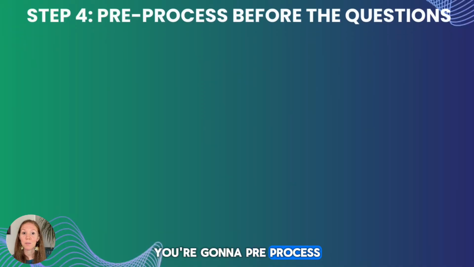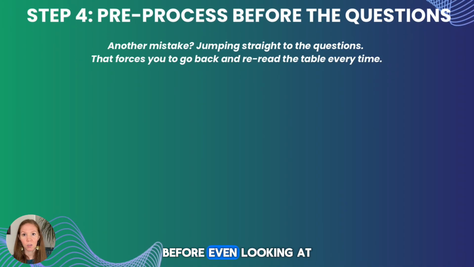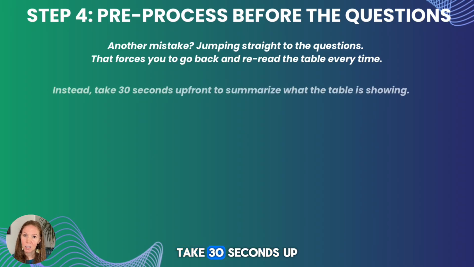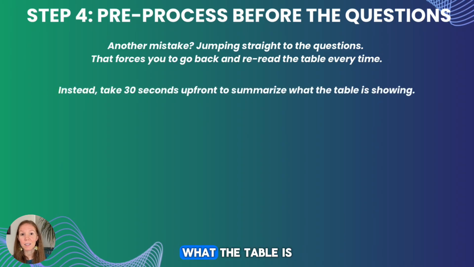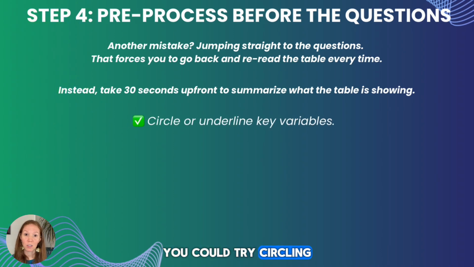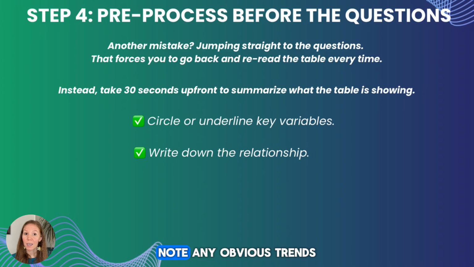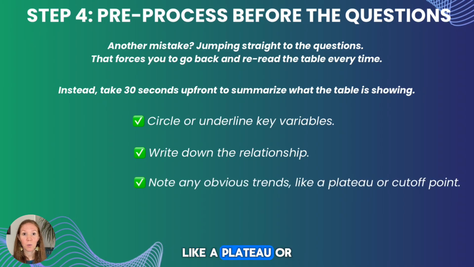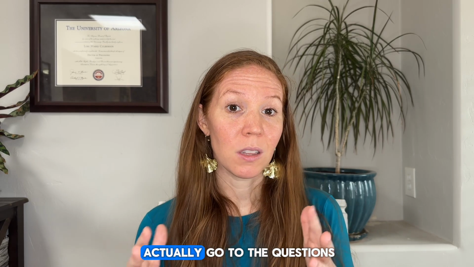You're going to pre-process before the questions. Another mistake is jumping straight to the questions before even looking at any tables. That forces you to go back and reread the table every time. Instead, take 30 seconds up front to summarize what the table is actually showing. You could try circling or underlining some of the key variables and write down the relationship. Note any obvious trends like a plateau or a cutoff point. That way, whenever you actually go to the questions, you don't need to keep going back. You've already done a lot of the heavy lifting, and you only have to do it once.